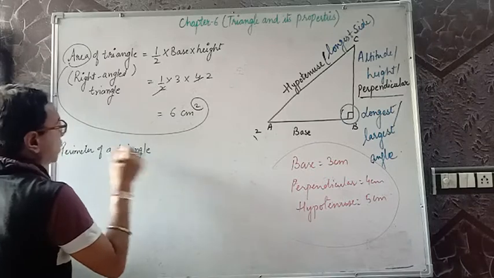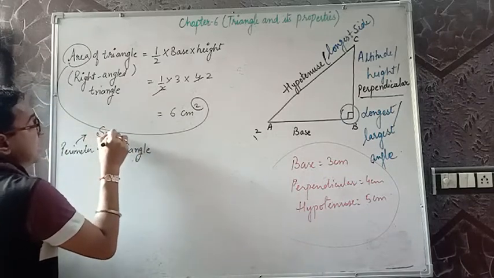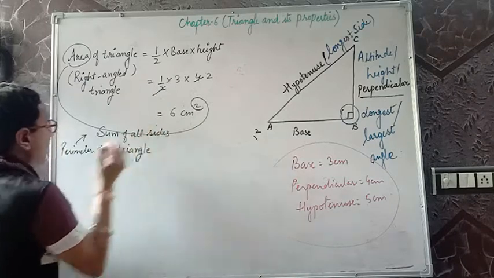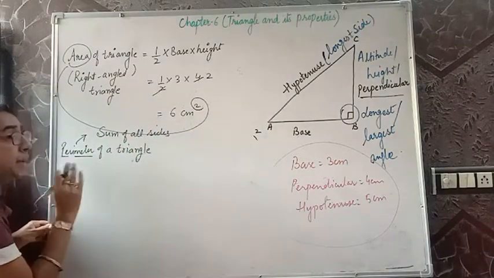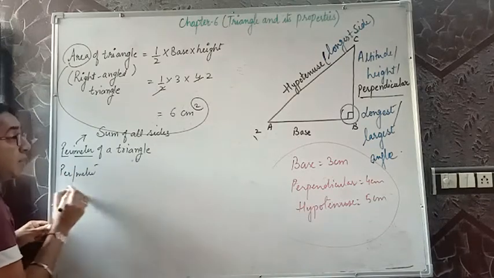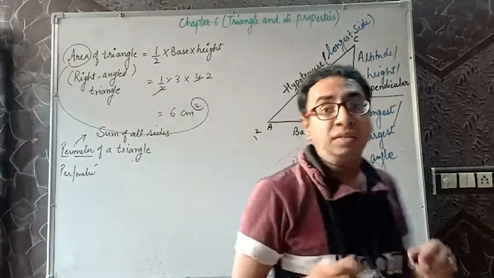Perimeter means sum of all sides. First of all, perimeter means sum of all sides. Understand why? Perimeter, peri means around, meter means measure. It means we are moving along the sides. This is what perimeter is.